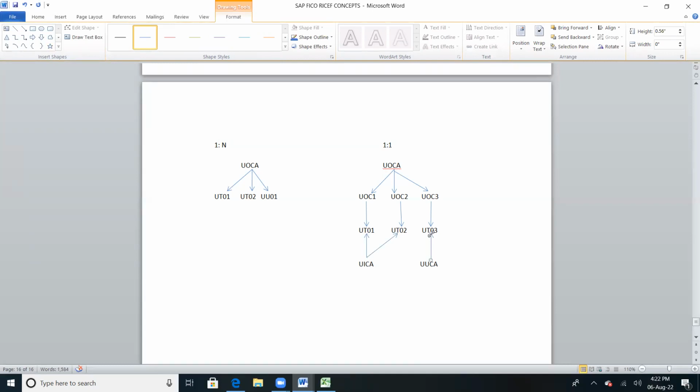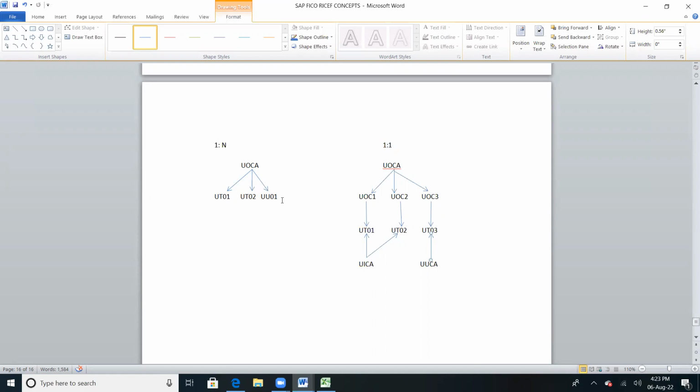Right. So here 90%, most of the companies will follow 1:n methodology. Means one operational chart of accounts will be used for a number of company codes. We are going to create an operational chart of accounts, and that will be used for a number of company codes.